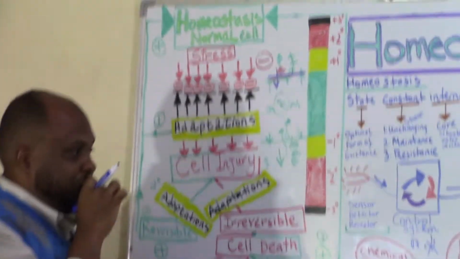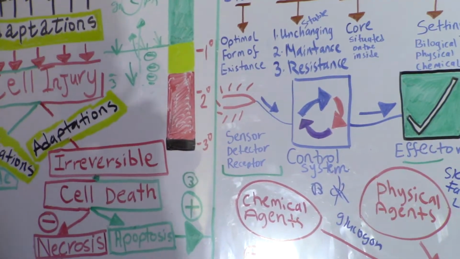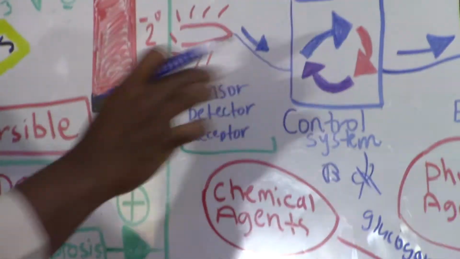So here the sensor was the beta cell of the pancreas. The beta cell of the pancreas released insulin.